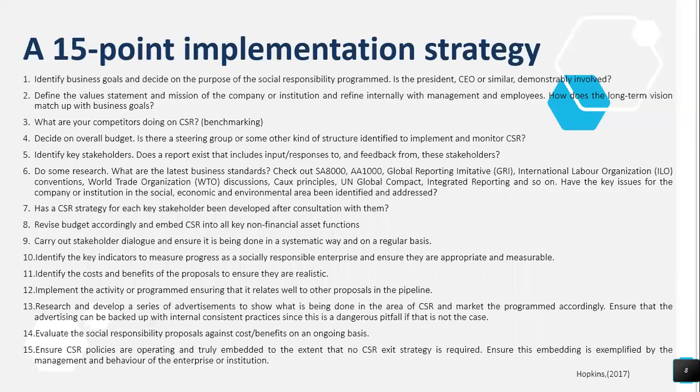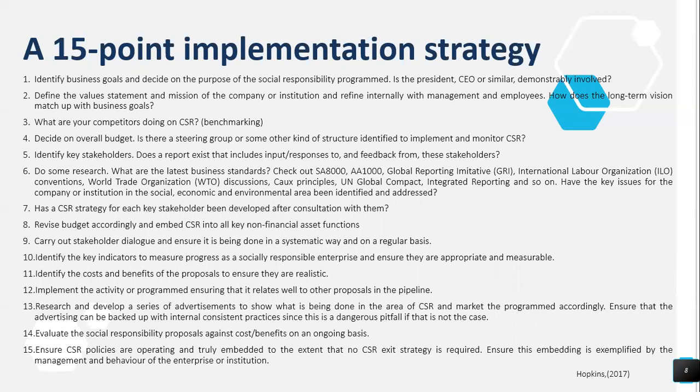Here you go. The first one is to identify business goals in CSR and figure out if upper management is involved with CSR. Define the value statement, mission, company or institution, and then how does the long-term vision match up with business goals? What are your competitors doing in CSR? Determine the budget, determine key stakeholders, and do some research on standards. Has the CSR strategy for each key stakeholder been developed at the consultation? Revise the budget accordingly. Carry out stakeholder dialogue.